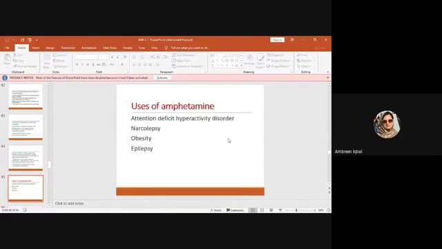Amphetamine has some uses, like epilepsy, being an anticonvulsant. Being an appetite center suppressant, it is used in obesity. It is also used in narcolepsy and attention deficit hyperactivity disorder.